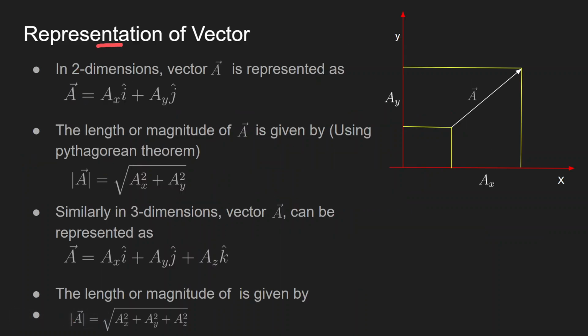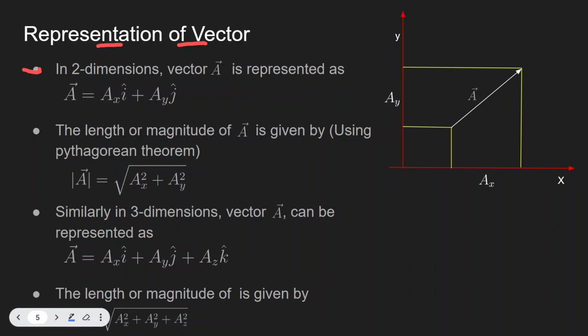Now next we move on to the representation of a vector. Now if I have a vector, I mentioned it is oriented in space. So what is its orientation in space? Let's see. So in 2 dimensions. Now this is my 2 dimensional Cartesian coordinate system, the x and y coordinate system.